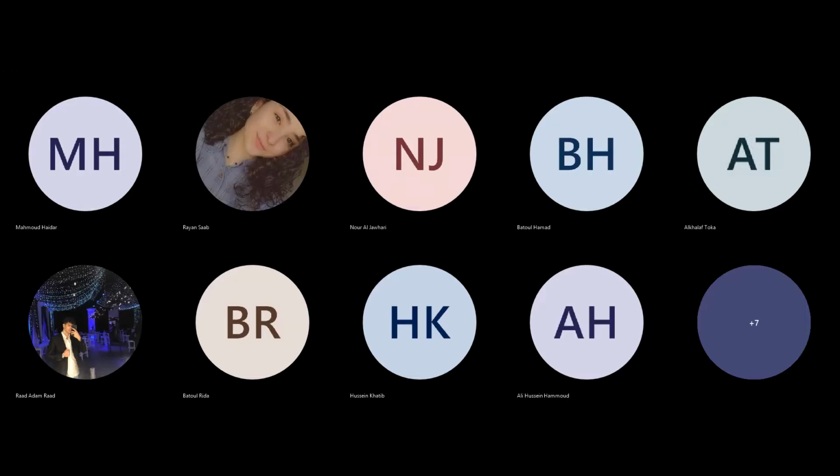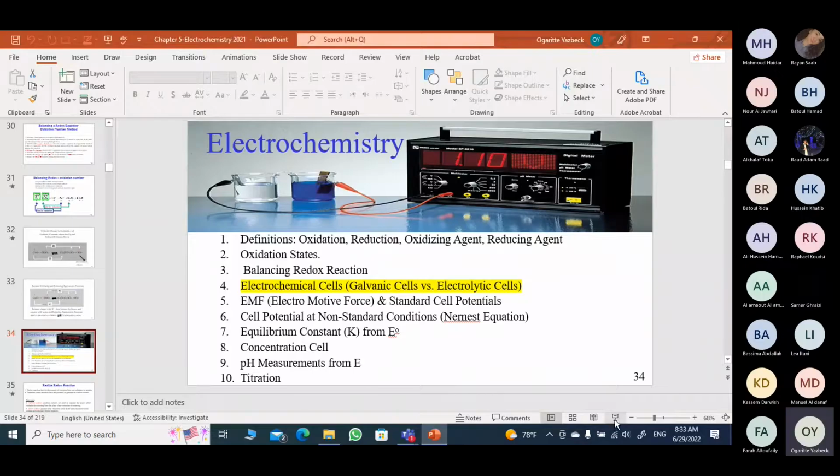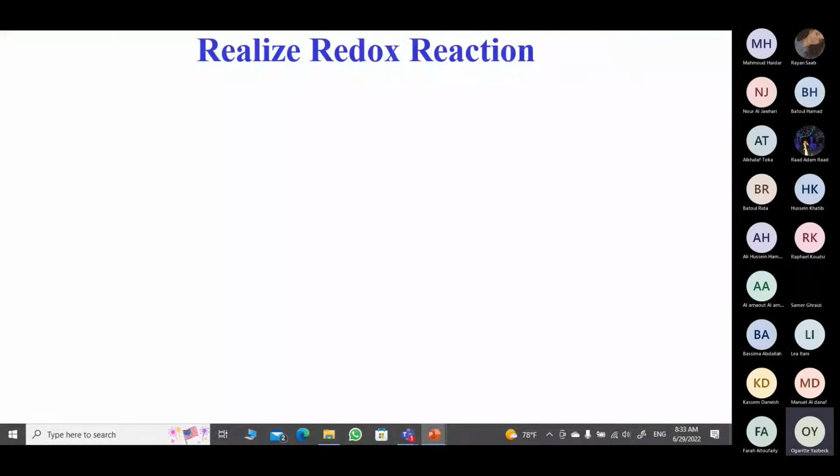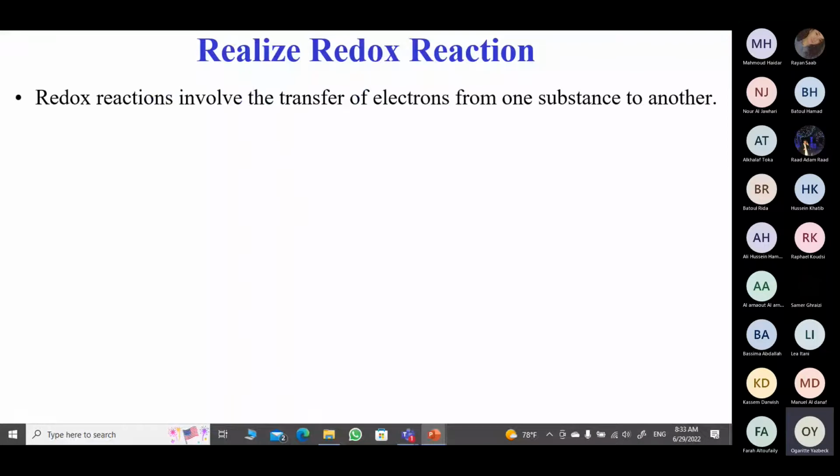So now we are in electrochemistry. We are in chapter 4, the electrochemistry chapter. We are in part 4, electrochemical cells. We're going to look at galvanic versus electrolytic cells.